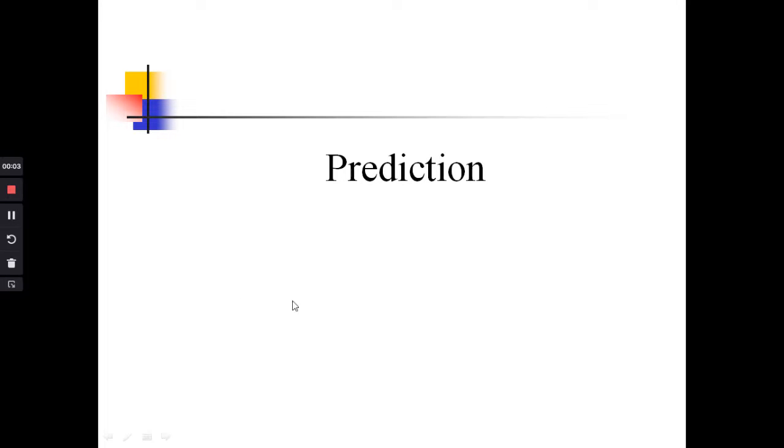Good morning, students. Today we are going to discuss prediction in machine learning, the second unit of machine learning, prediction.